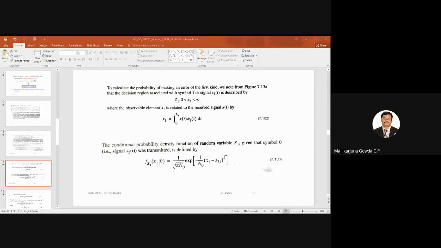That is why the previous classes' lectures are important. If you are aware of that expression, the conditional probability density function, you will easily be able to understand this equation. Are there any questions with respect to this? If you don't have questions, I will go to the next slide. This equation is the conditional probability density function of the random variable x1, given that symbol 0, that is signal s2 of t, was transmitted.